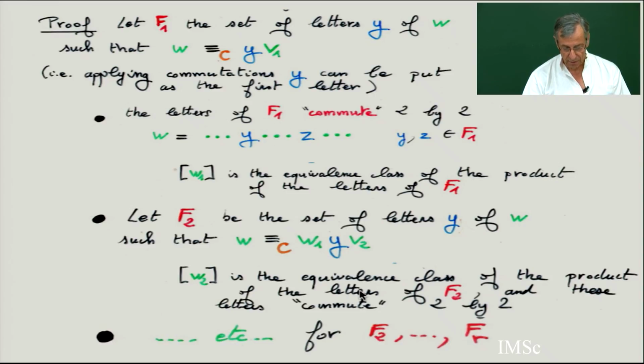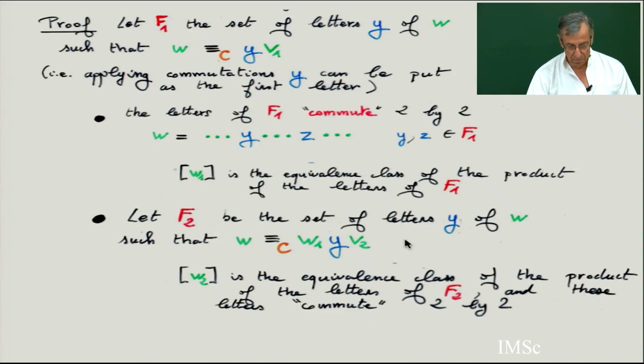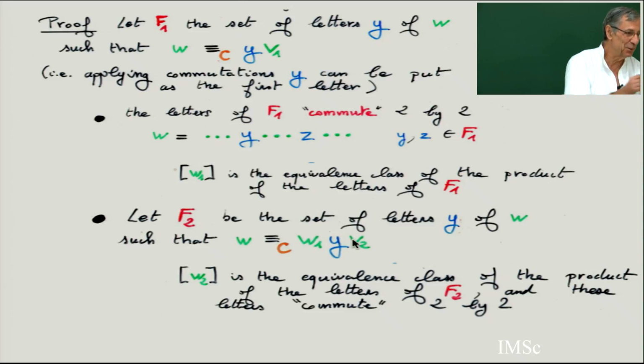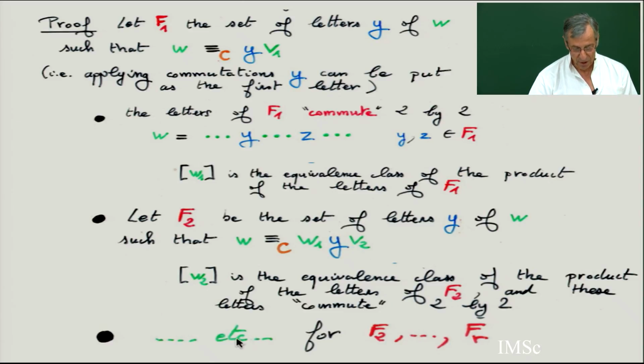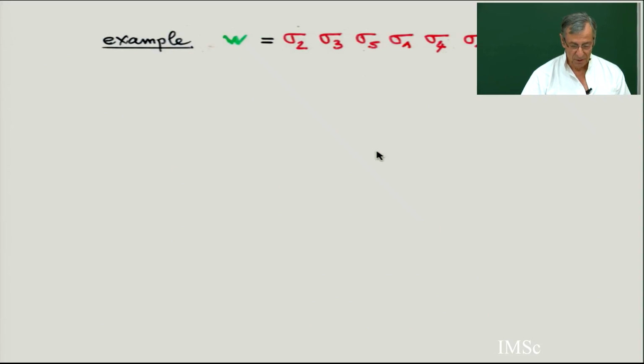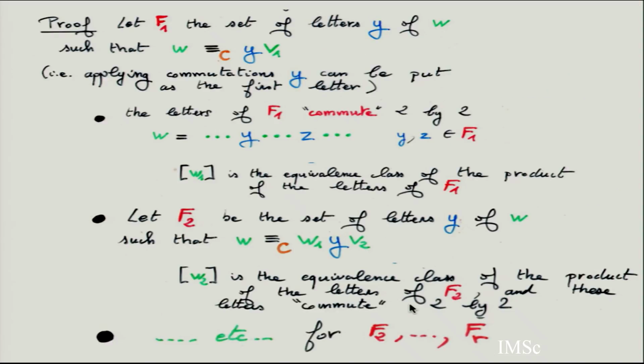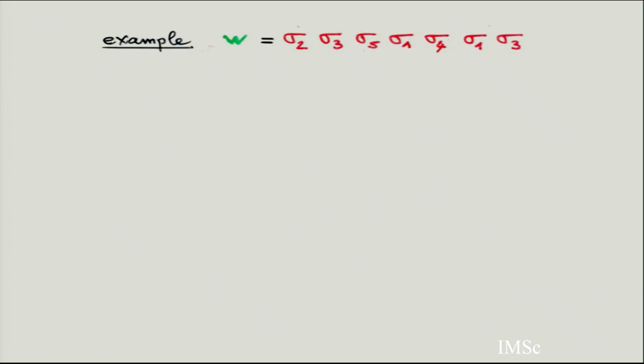And each letter of F2 does not commute with one of the letters of W1. Otherwise, you could bring the letter to the first position, etc. F2, F3, F4. So I have defined a sequence of blocks such that in each block, all the letters commute 2 by 2, and in each block, any letter does not commute with one of the letters of the previous block.